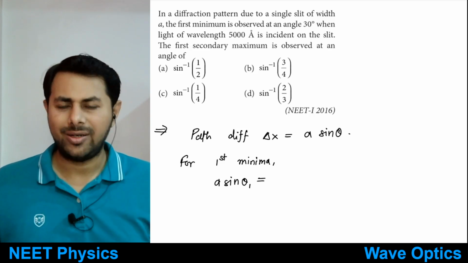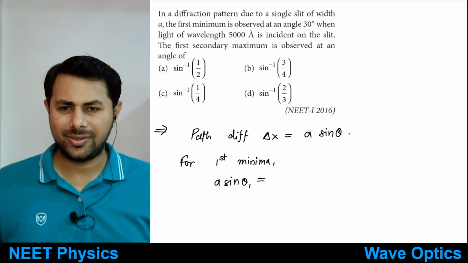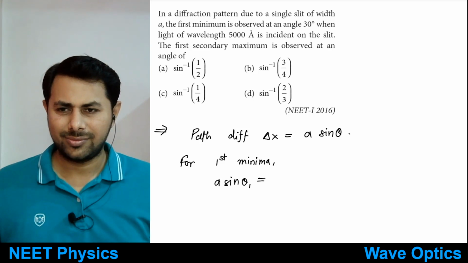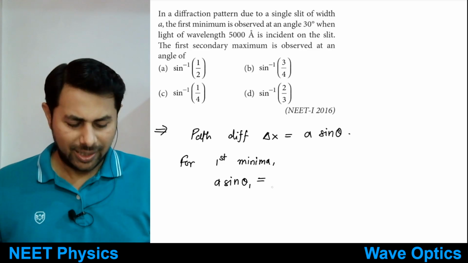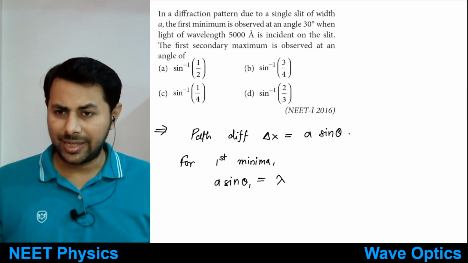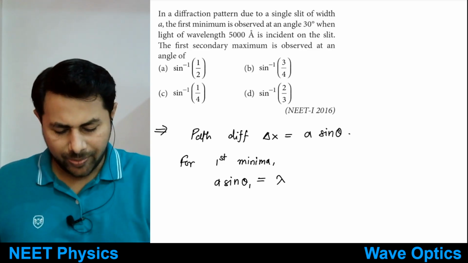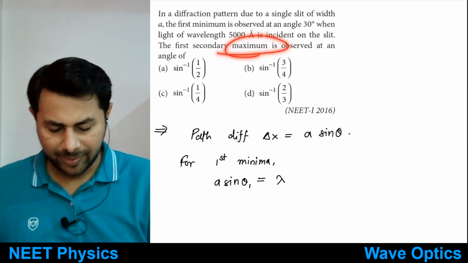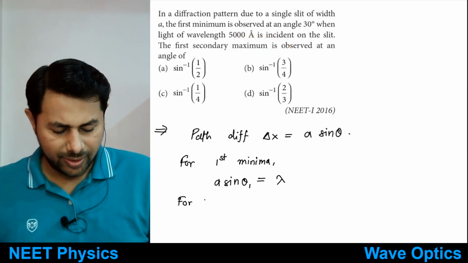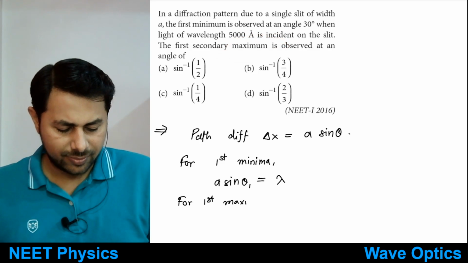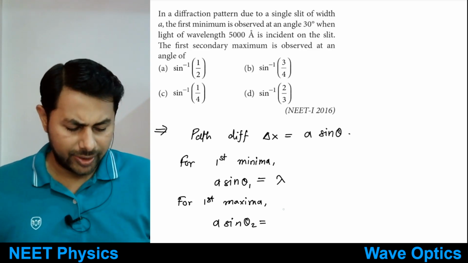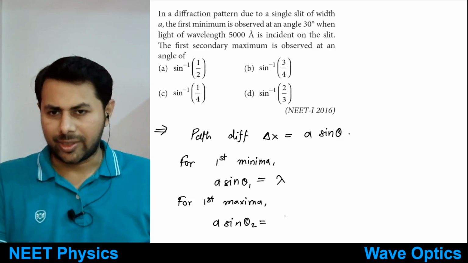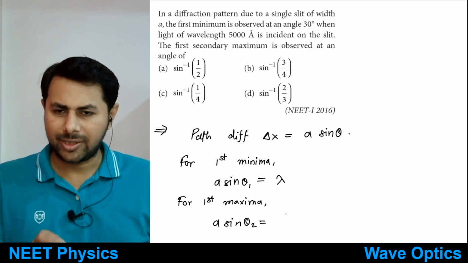For the first minima in the diffraction pattern, what's the path difference? It's lambda, right? Very good. So it is lambda. And then for the first secondary maxima, what's the path difference? For the first maxima, we want to find that angle. So a sin theta 2 is equal to what? 2n plus 1. Okay, for the nth maxima it is (2n plus 1) lambda by 2.